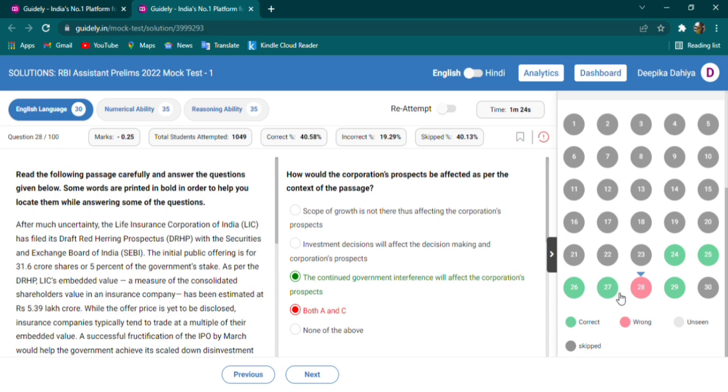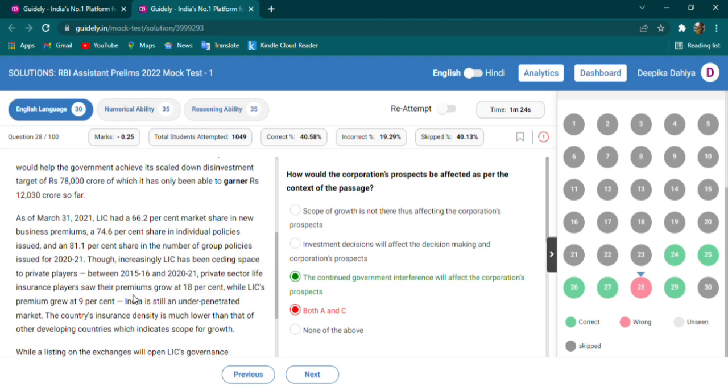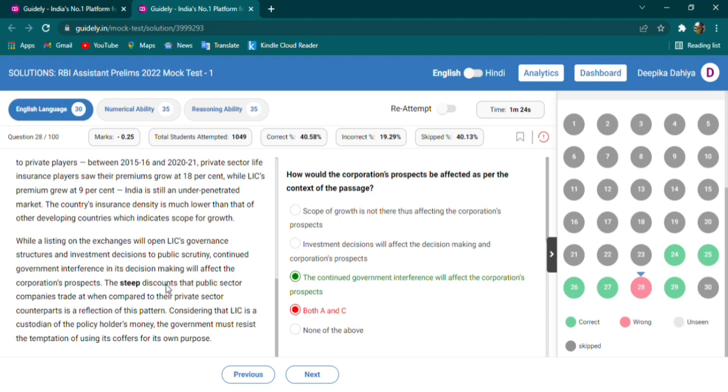So this was the answer and this question was wrong. Okay, and why was it wrong? Because the scope of growth is not there affecting the corporation's prospectus. It is not written anywhere. I thought that the private sector insurance grew more while LIC grew less. So there is scope of growth, but scope of growth was not mentioned in this paragraph anywhere.